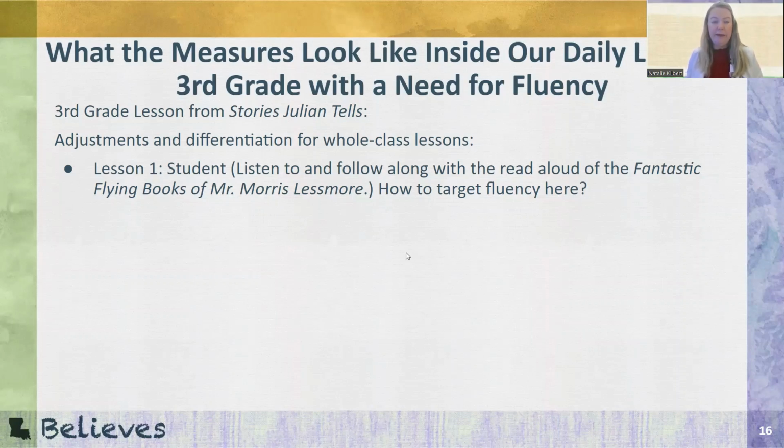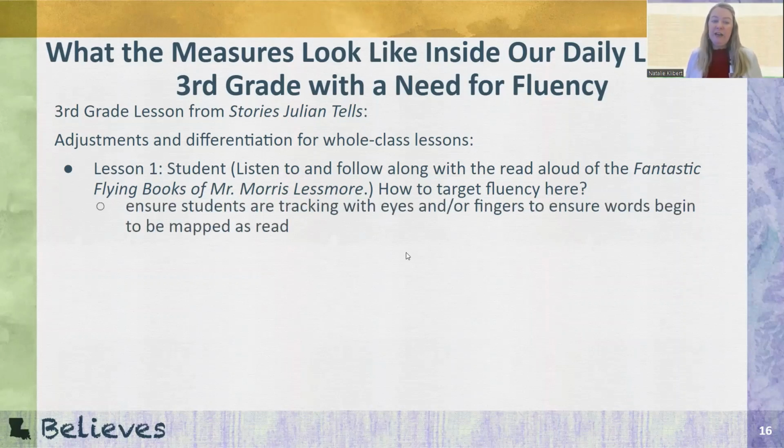in this particular class, what are some moves that I can make as a teacher to help build fluency in this whole class environment? So one thing I can do is ensure students are tracking with their eyes or fingers to ensure words begin to be mapped as read. And this might look like I have the text up on the Promethean board, or if it's a unit that the students are reading from at their desks, that they have their books out, that they're not just listening to a read aloud, but they're actually tracking.